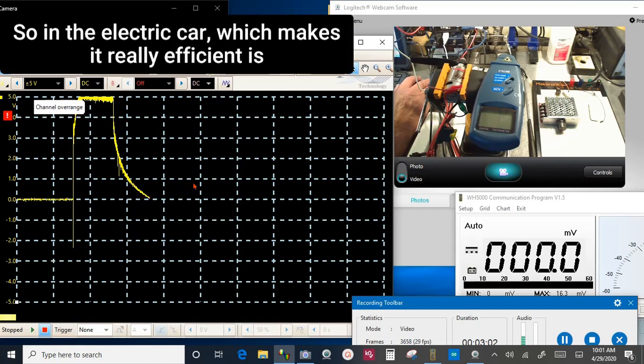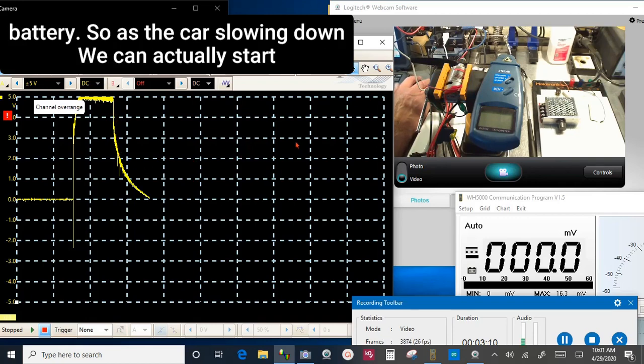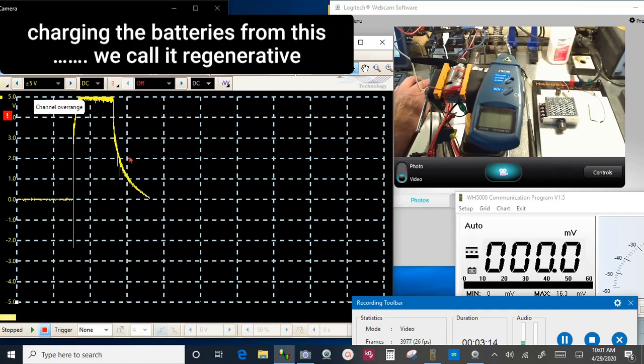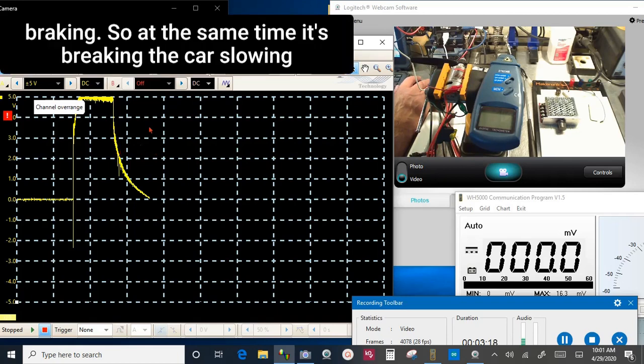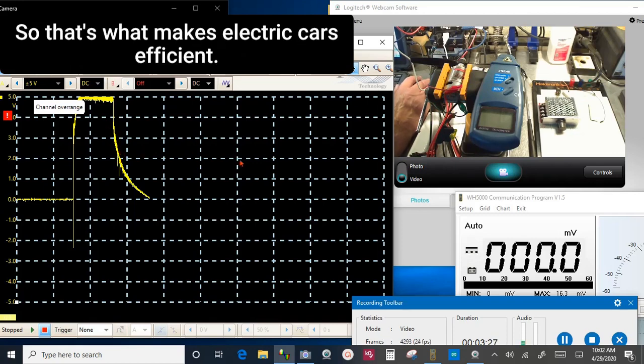So in the electric car, which makes it really efficient, we take that voltage and we switch it back into the batteries. So as the car is slowing down, we can actually start charging the batteries from this, what we call regenerative braking. So at the same time, it's braking the car, slowing it down, and also you're charging your batteries. That's what makes electric cars efficient.